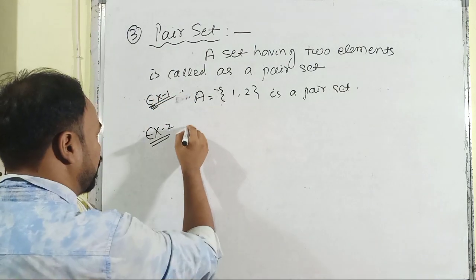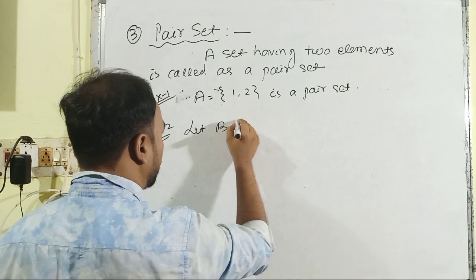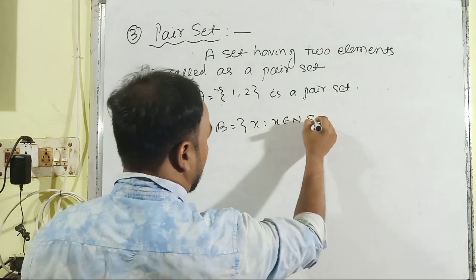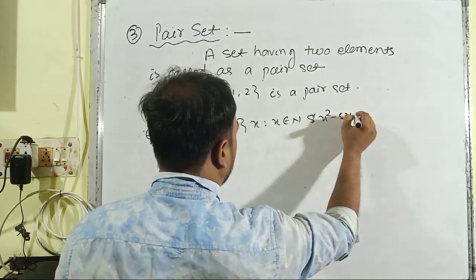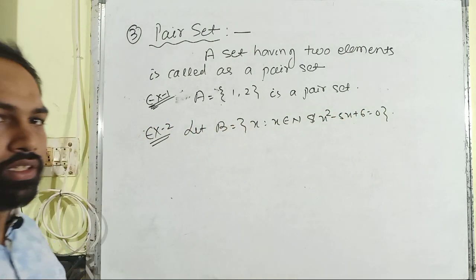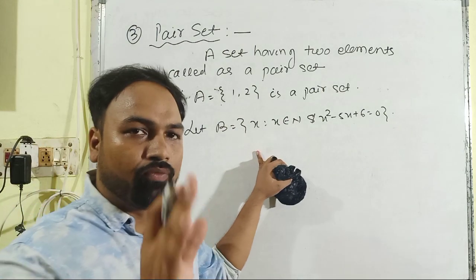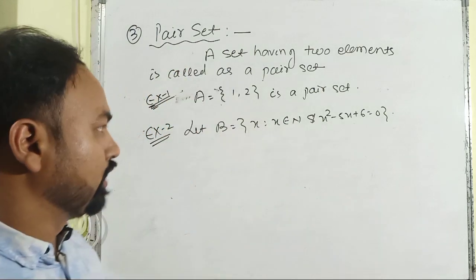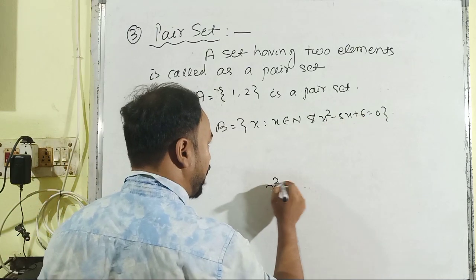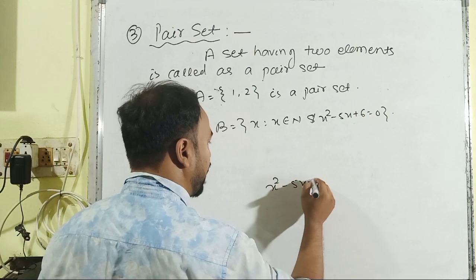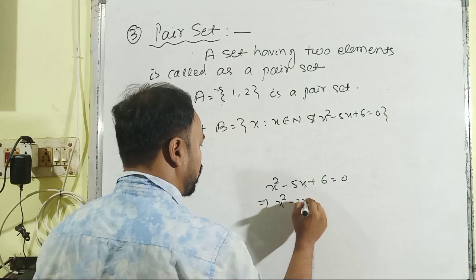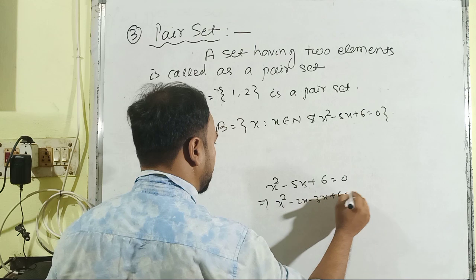Suppose I have taken B equal to {x such that x belongs to N and x² − 5x + 6 = 0}. And we have to show that this set is an example of a pair set. So first of all, we have to go through this condition and find out the values or roots of x. Here it is x² − 2x − 3x + 6 = 0.